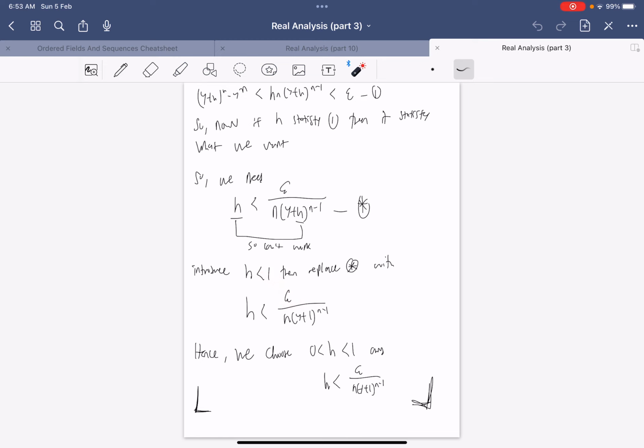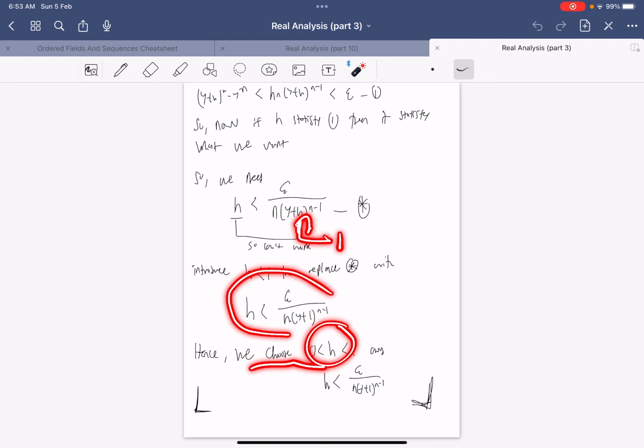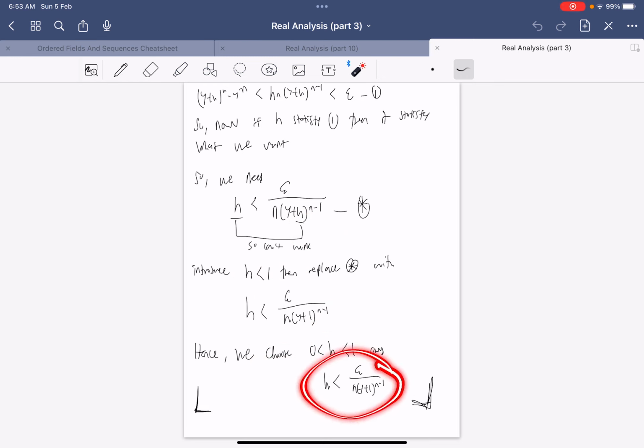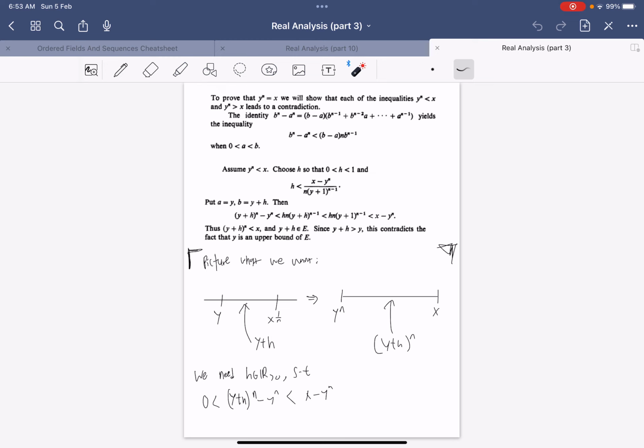So we can just choose an h between 0 and 1, and then we just change this bottom h to 1, and we just need to choose it to be less than this as well. And this will satisfy our conditions for inequality 1. And with that, it allows us to understand how Rudin chooses his h, which results in the contradiction that we want. Hence, y to the power n cannot be less than x.